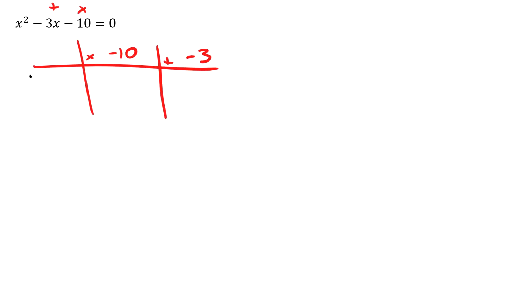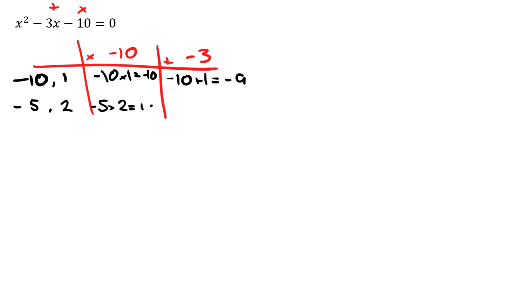So I'm going to try -10 and 1. -10 times 1 is -10, so that's right, that's good. But -10 plus 1 is -9, which is not good. So that is not our pairing. I need to find a different pair. I'll try -5 and 2. -5 times 2 is -10, which is correct. -5 plus 2 equals -3, which is also correct.